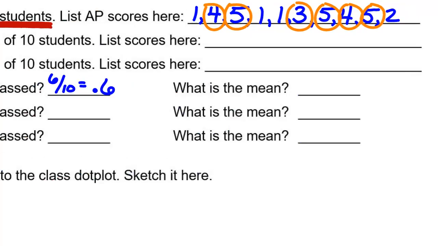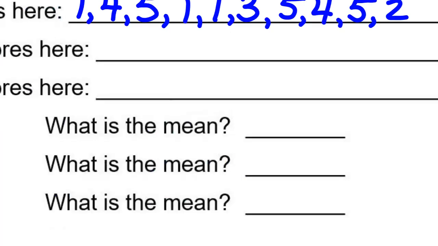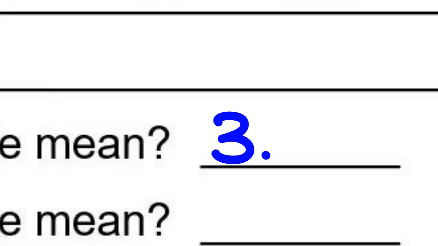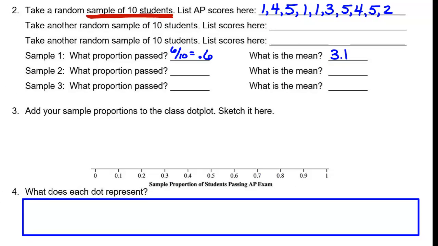And then I'm going to go through and calculate the average. So I'm going to add all of those up and divide by 10. So let's see, that would be 10, 12, 15, 24, 29, 31. I think that comes out to 3.1. Can somebody double check mine? Yes, cool. I take your word for it. I want you guys to do 3 samples like that and calculate the proportion that passed and calculate the mean. I'm going to give about, let's see if we can get this done in 6 minutes.